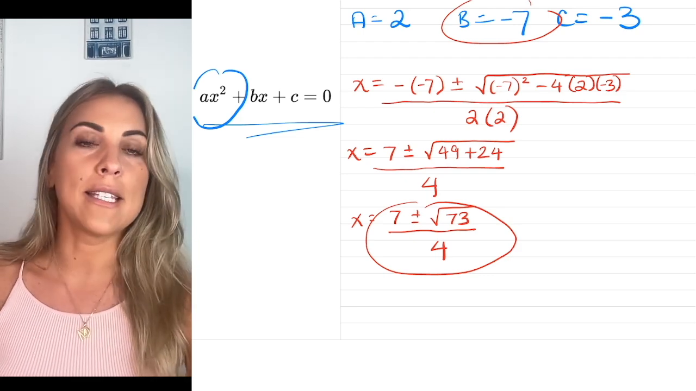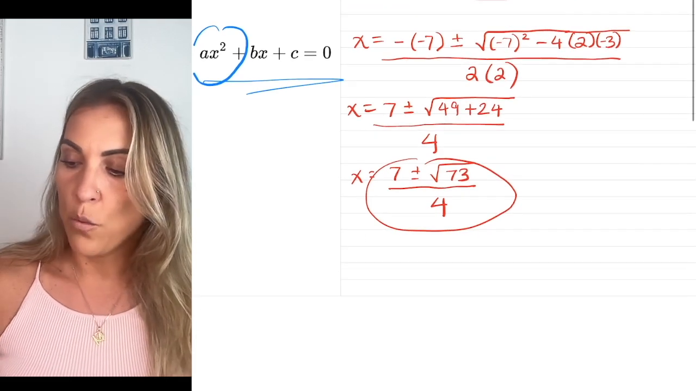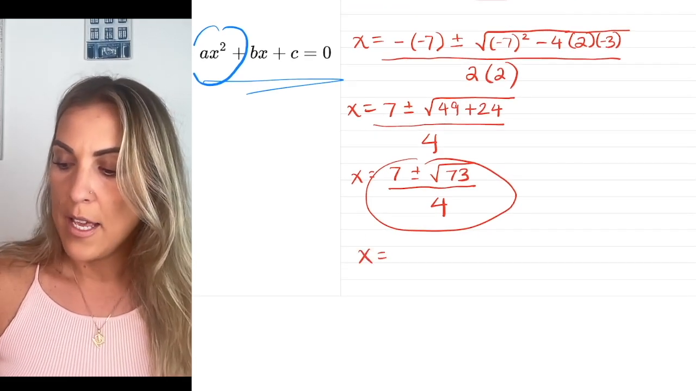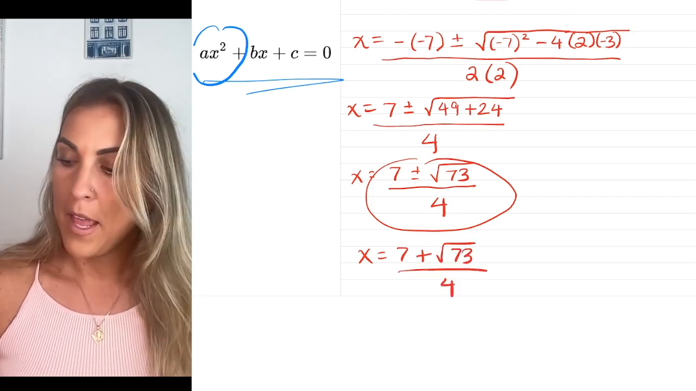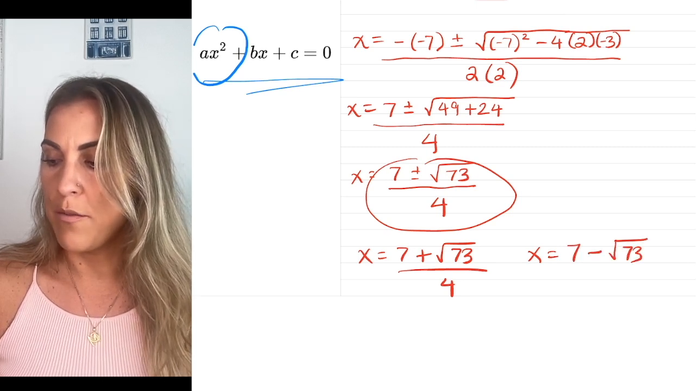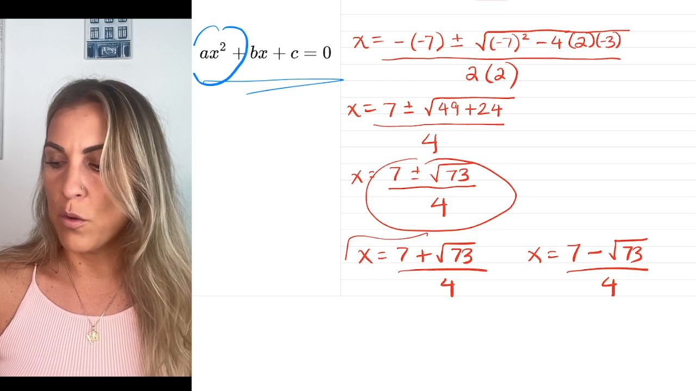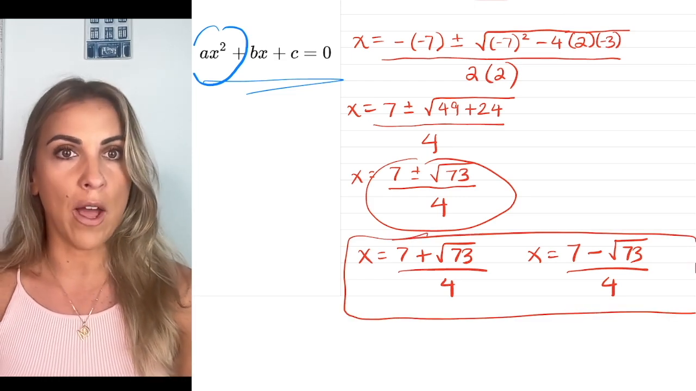The other way to write it is to split this up so that it's a little more obvious what my two solutions are. So we can write this as x equals 7 plus the square root of 73 divided by 4, and x equals 7 minus the square root of 73 all divided by 4. So this in the rectangle is another way to write the solution of this quadratic, all right?